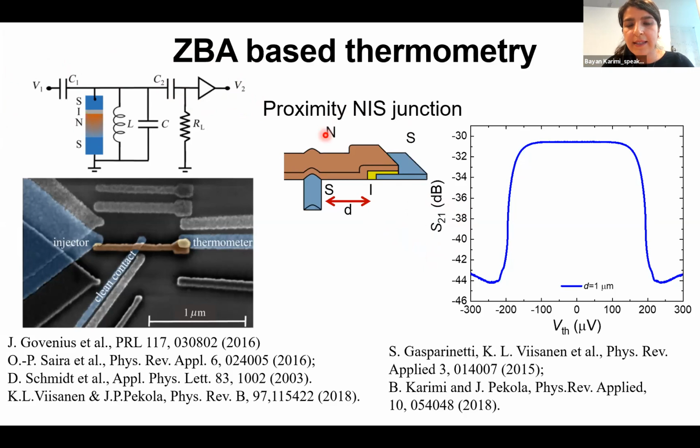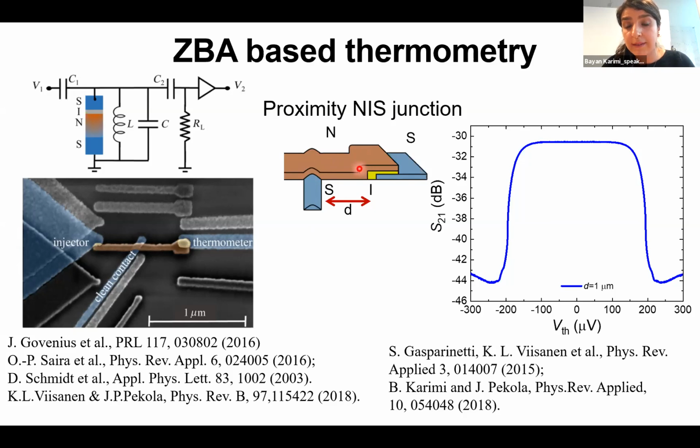So here you can see that we have this NIS. But now we added another superconductor here, so we call it a SNIS. What this clean contact is doing is inducing some proximity effect in this normal metal.